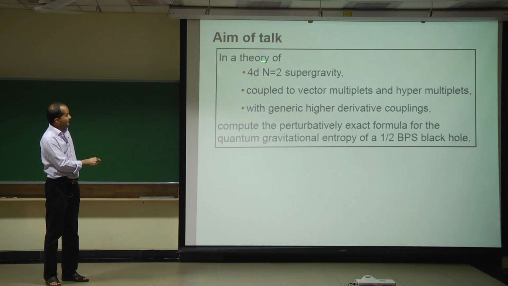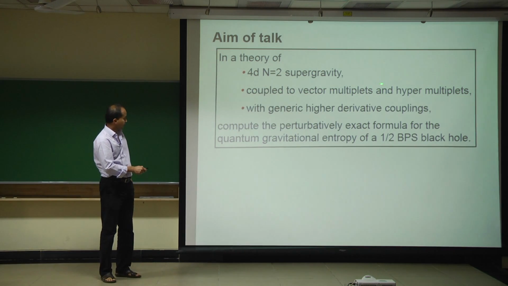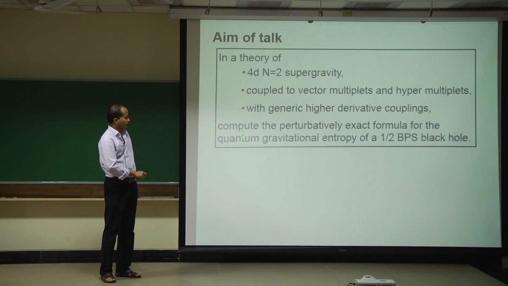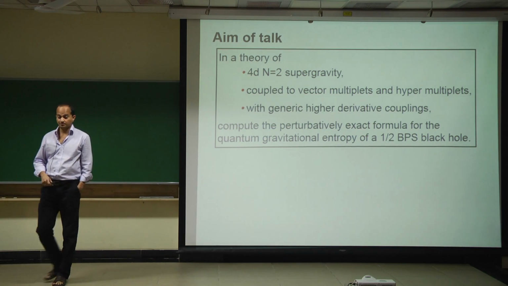In any theory of 4-dimensional N equal to 2 supergravity, coupled to vector multiplets and hypermultiplets with generic higher derivative couplings, you can think of this as some string compactification. I would like to compute the perturbatively exact formula for the quantum gravitational entropy of a supersymmetric black hole.